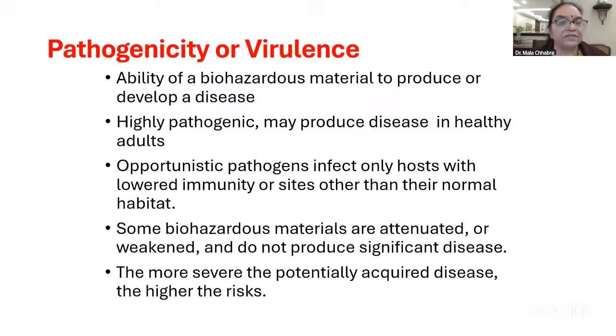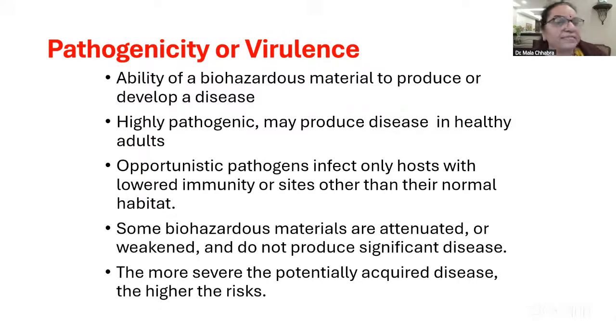And some biohazardous materials are attenuated. What do you mean by attenuated? That is weakened. We have reduced its virulence by repeated passages or by removing the virulence genes. And then they do not produce significant disease, but they can multiply in the body.